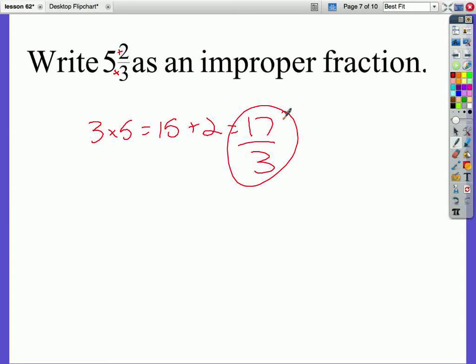Now, don't go reducing and turning it back into a mixed number here. We're actually doing the opposite, which is going to help us eventually get to where we need to go.